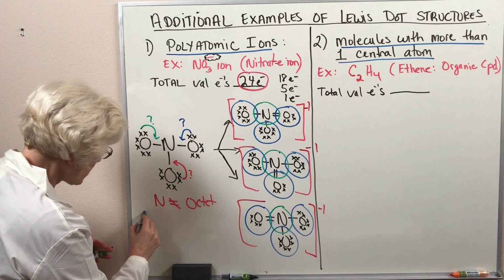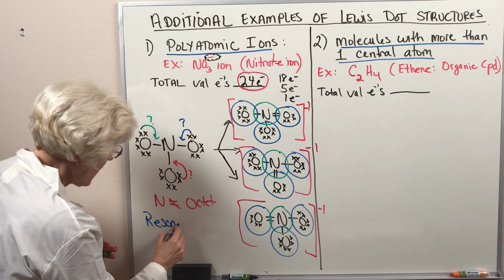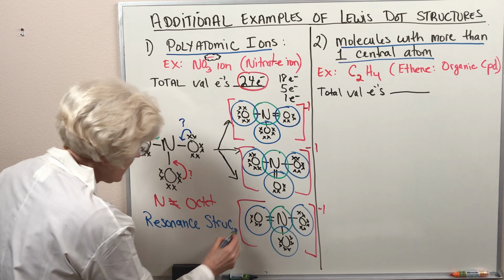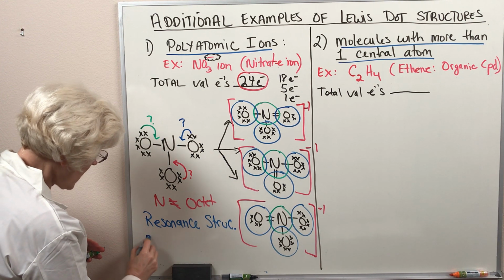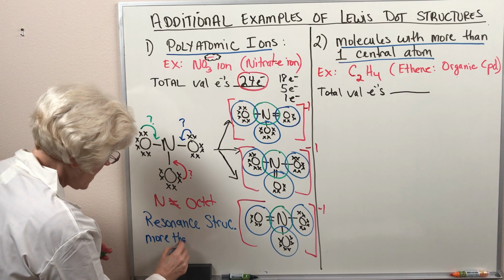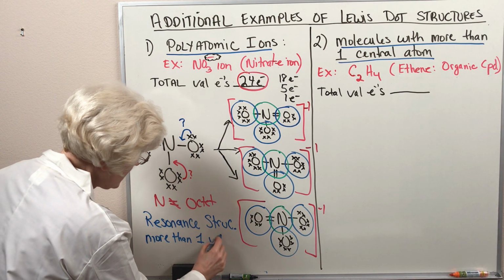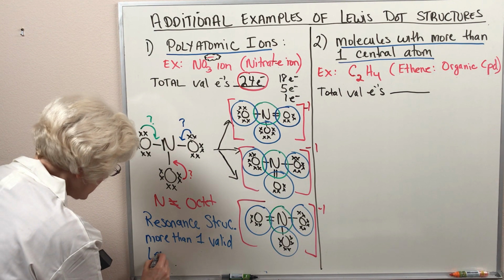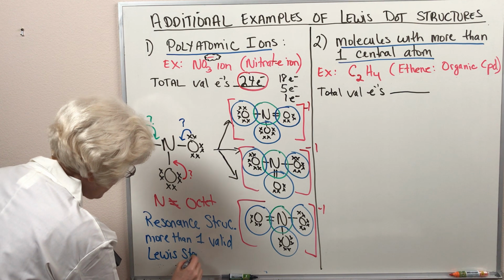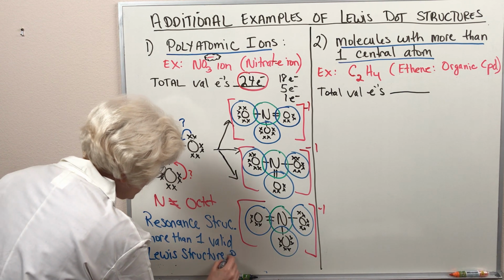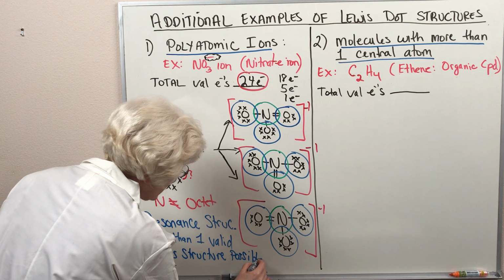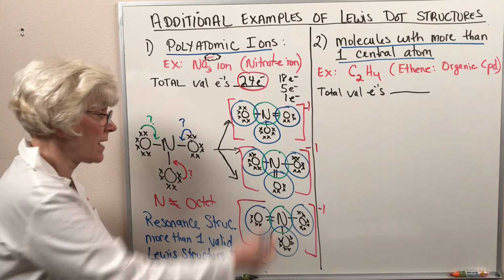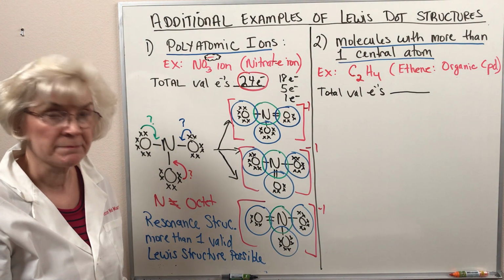So we are illustrating an example of resonance structures where you have more than one valid Lewis structure possible for a species. So more than one valid Lewis structure is possible for the nitrate ion. We can draw 3 of them.